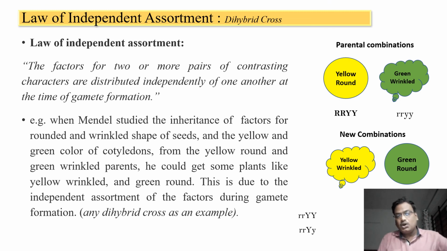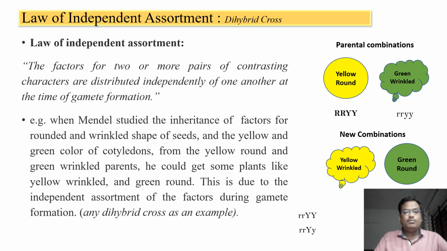But when Gregor Johann Mendel studied the pattern of inheritance, luckily the genes for the characters he studied were situated in different chromosomes, therefore they moved independent of each other. So you remember, if there is no linkage between the genes, they will move independent of each other. That is the law of independent assortment.